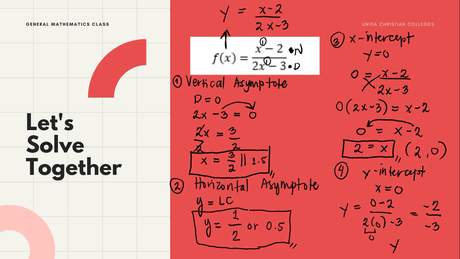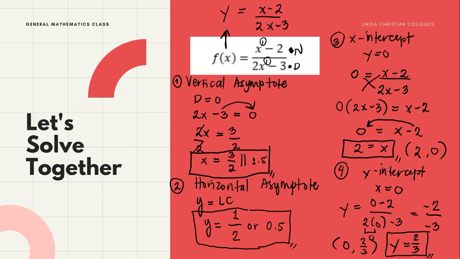0 minus 3, that is negative 3. And negative 2 divided by negative 3, they are same negative. So, it will become positive 2 thirds. So, what will be the ordered pair? Ordered pair will be 0 and yung nakuha mo pong value ng y, which is 2 thirds.